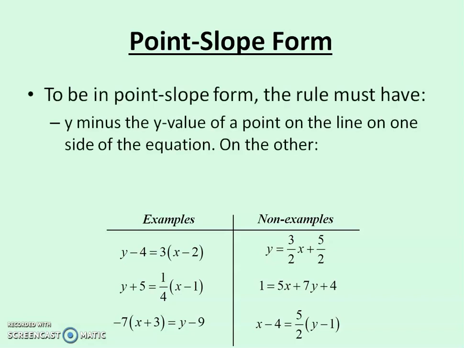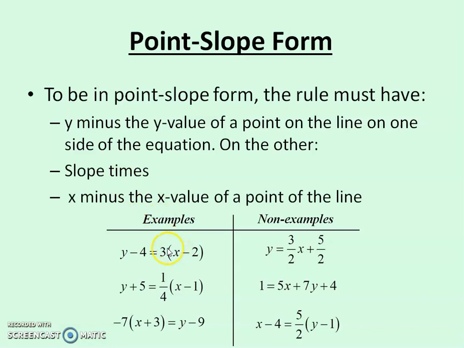So to be in point-slope form, you have to have y minus the y value of a single point on the line on one side of the equation, and it doesn't matter which one. These two have it on the left, this one has it on the right, that's fine. And on the other side, you would have the slope times, in brackets, x minus the x value of a point on the line. This is a way to write this, generally speaking. So m is the slope. It's the same m as y equals mx plus b.